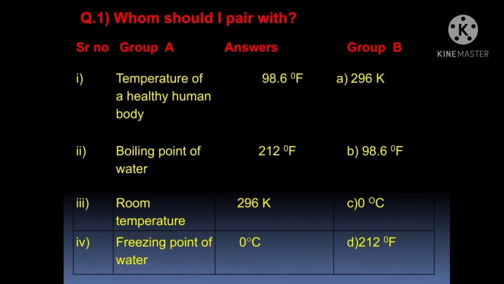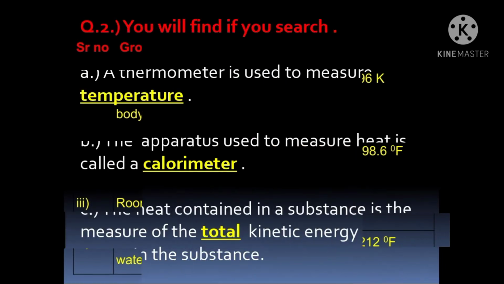Second one, boiling point of water. Again, it's given in Fahrenheit. So 212 degree Fahrenheit is the correct answer for boiling point of water. Third one, room temperature. Room temperature is given in Kelvin. So the correct answer is 296 Kelvin. Freezing point of water. We know students, the freezing point of water in Celsius is 0 degrees Celsius.